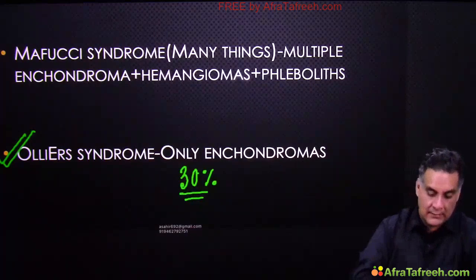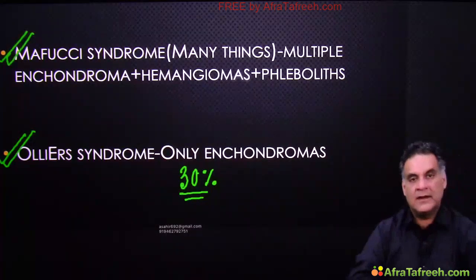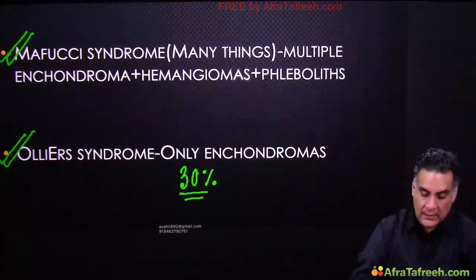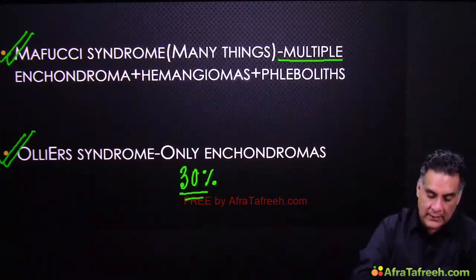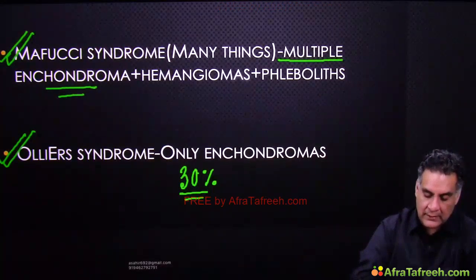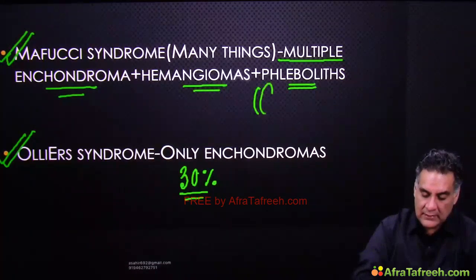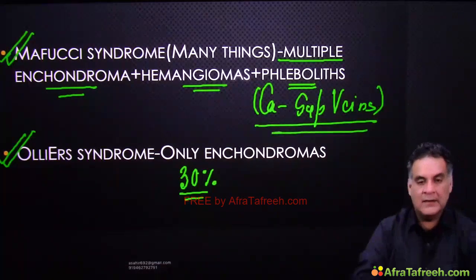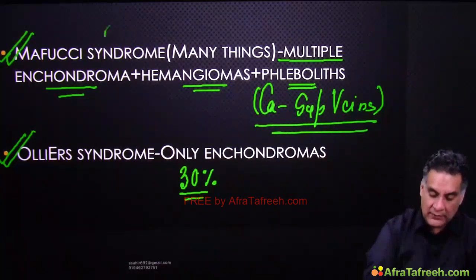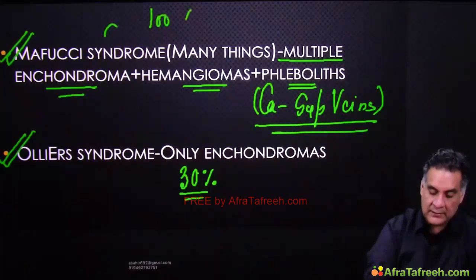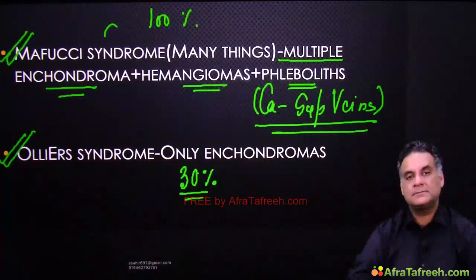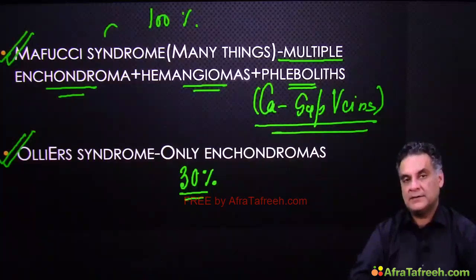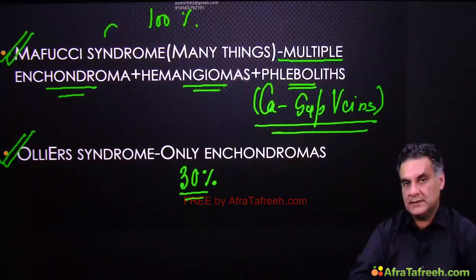Whereas the other malignant variety is Maffucci syndrome, which gives you multiple enchondromas, hemangiomas, and phleboliths. Phlebolith means calcified superficial veins. I used a phrase here, malignant variety. Why? Because Maffucci is 100% pre-malignant. It's 100% pre-malignant. This is Maffucci.